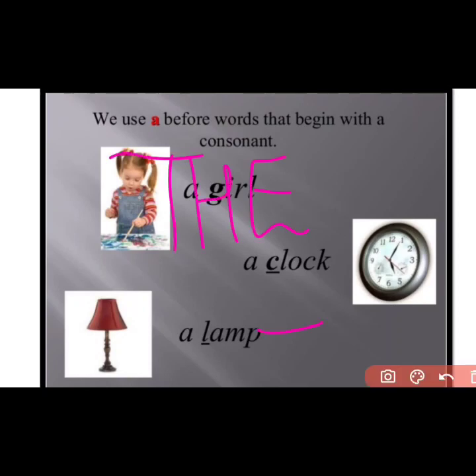Kids, we know very well, how many letters are there in the English alphabet series? There are 26 letters. In this, there are 21 consonants and 5 vowels. Kids, a is used before the word which begins with a consonant.